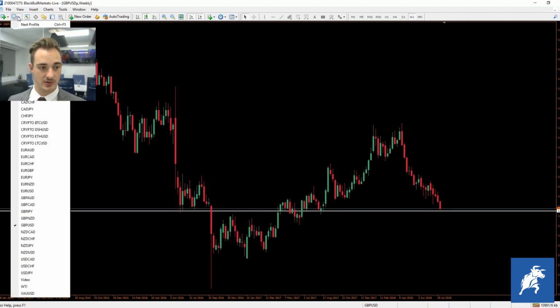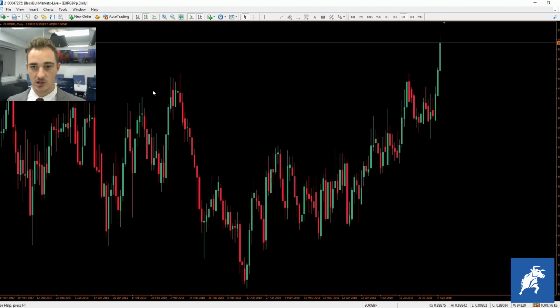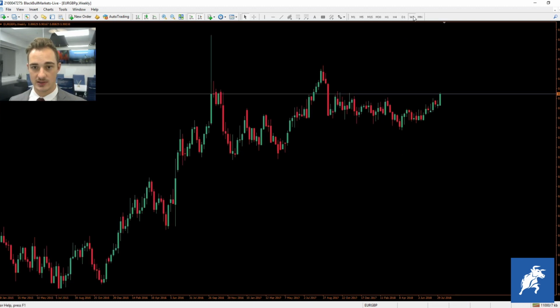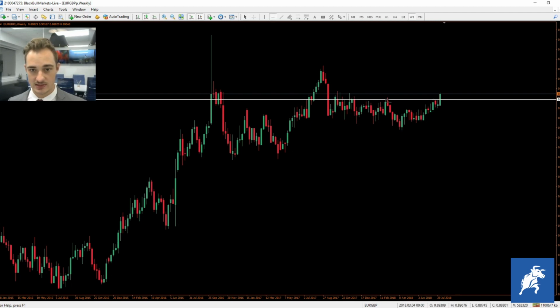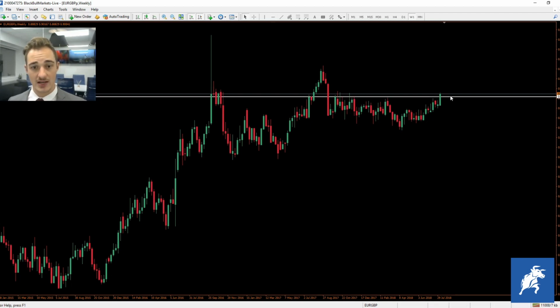The other chart that I'm going to be using to get the edge on this is the euro pound. The euro pound, as we can see, has had a strong move to the upside. In other words, I've found that if the euro pound goes up, the pound dollar tends to go down. Just on the euro pound, it has gone past this resistance level that we had over here, and has not yet closed.